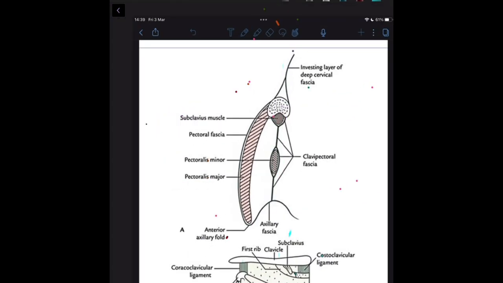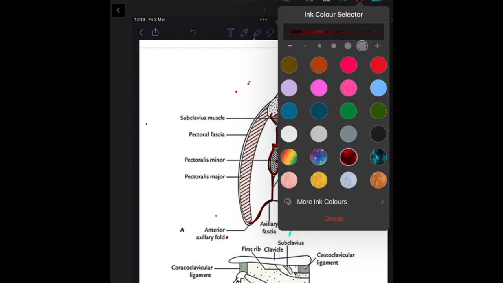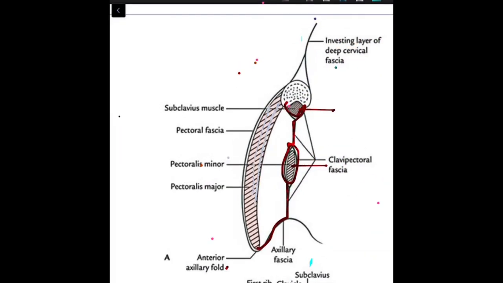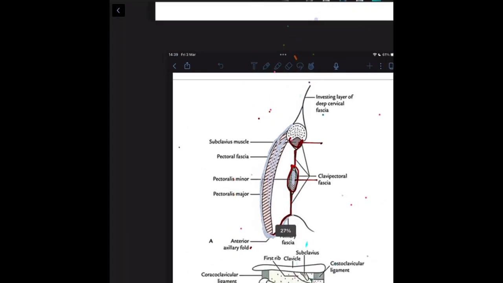The other points are, see, after enclosing the subclavius and the pectoralis minor muscle, this is the clavipectoral fascia. The one which I drew in red color is the clavipectoral fascia. And suppose, see this one, it is the pectoralis major muscle. Under the pectoralis major you have the pectoralis minor muscle too. So the fascia covering this pectoralis major muscle is present here. This red color clavipectoral fascia is merging with the pectoralis major muscle fascia. So that is the third point.